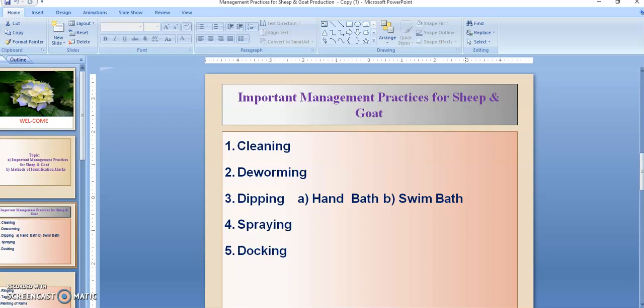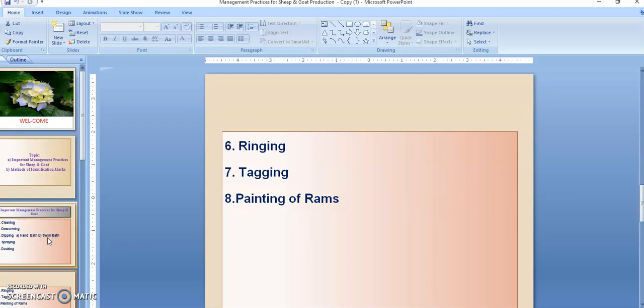The next operation, which is called as important management practices, is the ringing. In the ringing, if the ram is not completely shorn, then he should be clipped. For clipping, hold the ram on his hind legs and clip from the neck and from the belly in the region of the penis. This operation is called a ringing operation.